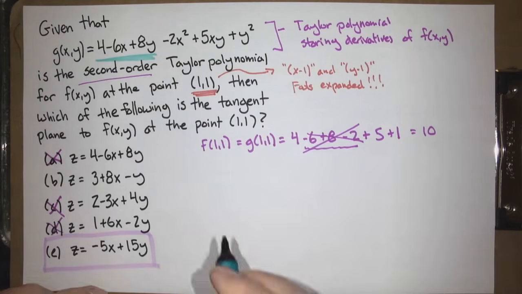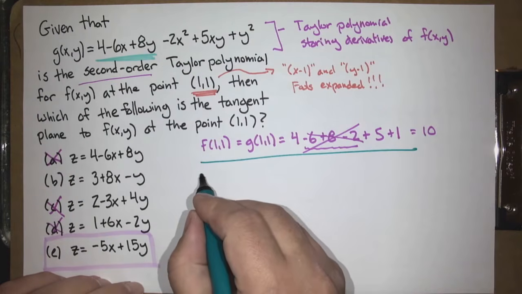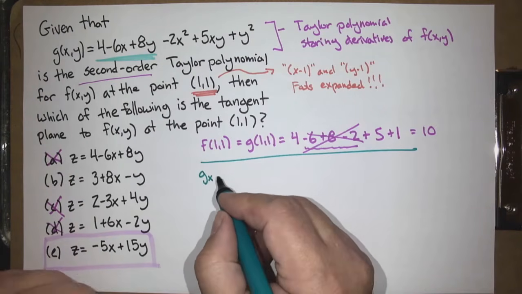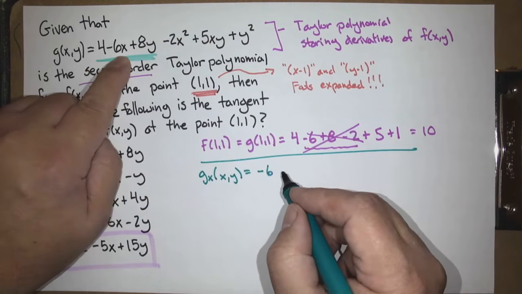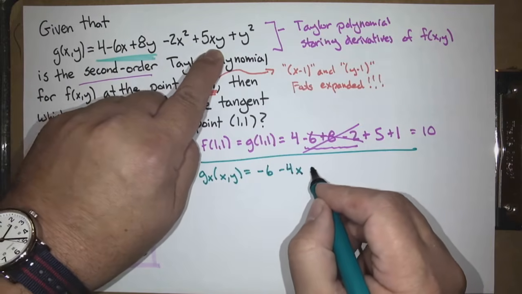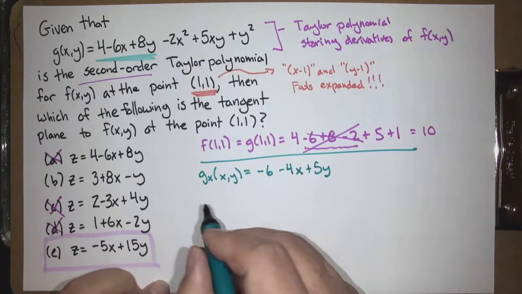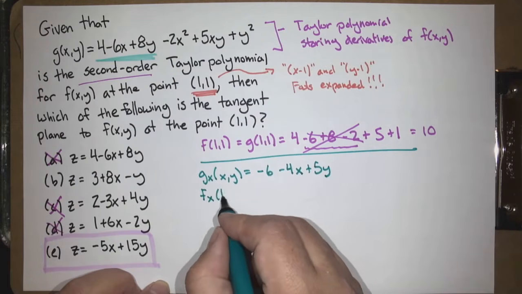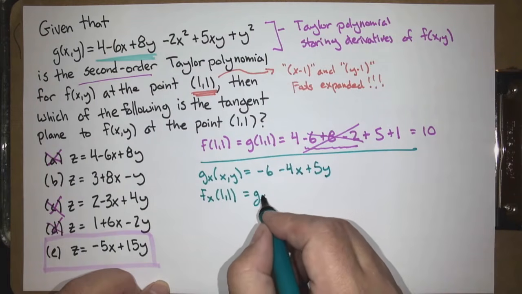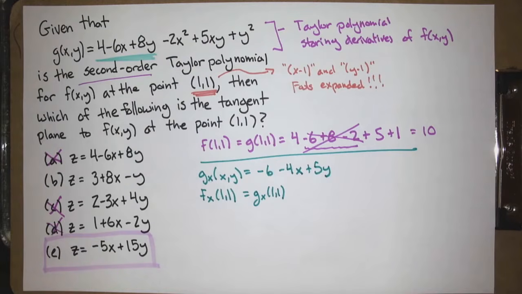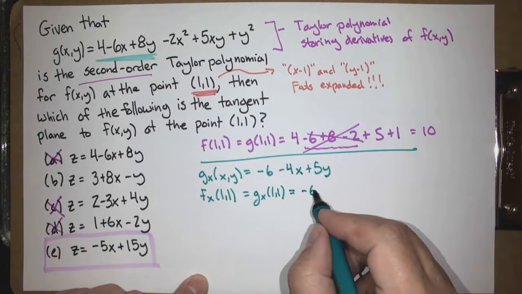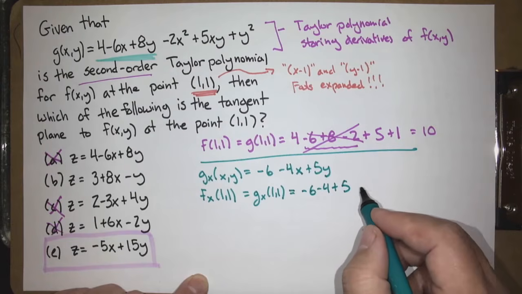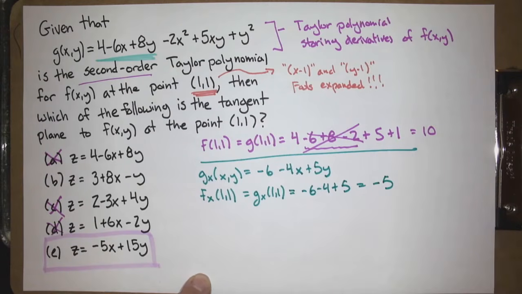Now, how do we get our partial derivatives? Well, let's figure out what G sub x is. We can do that in general. G sub x of x comma y is negative 6 minus 4x plus 5y. So then f sub x at (1, 1) has to match G sub x at (1, 1), because G is storing partial derivatives. So they have to match. And now we plug it in: minus 6 minus 4 plus 5. So that gives us a negative 5.